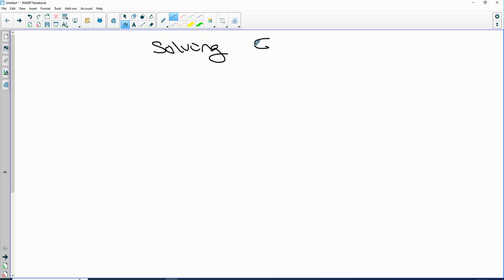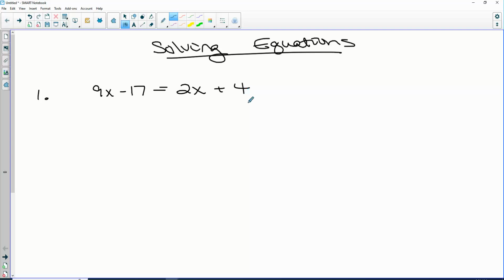We are solving equations. We have been manipulating some equations to solve for y if we're trying to put things in slope-intercept form. If I gave you something like 9x minus 17 equals 2x plus 4, and told you to solve that equation, what would you do?